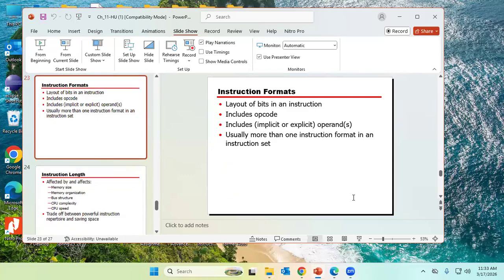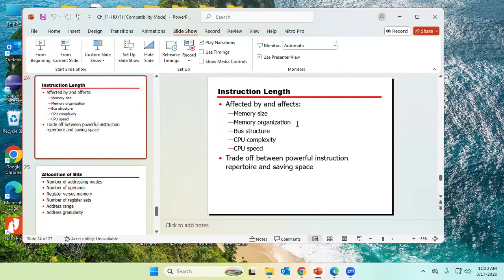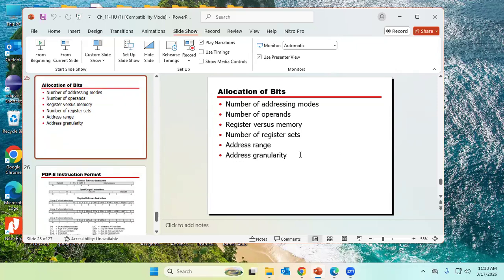So now if I scroll down, all this, we have instruction length, guys. 16-bit instruction, 32. We refer to them as word also, guys. The relation between word and instruction is very important. They should be one-to-one. And if a word is a 32-bit word, then you should have a 32-bit instruction. But instruction length, guys, can be variable and fixed. We will see that. Allocation of bits.